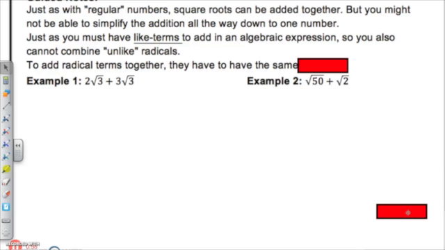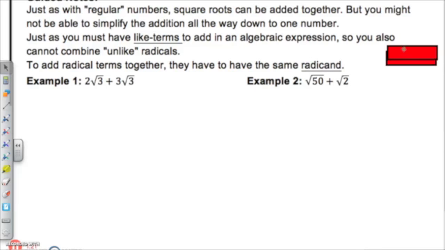Just like we couldn't combine an x cubed and an x squared in the last lesson, we can't combine a square root of 3 and a square root of 5. We can only combine those radicals that have the same number underneath. The vocabulary word we use to indicate that is radicand. We should already have that definition in our notes, but just a gentle reminder: the radicand is the number that you see underneath the radical sign.